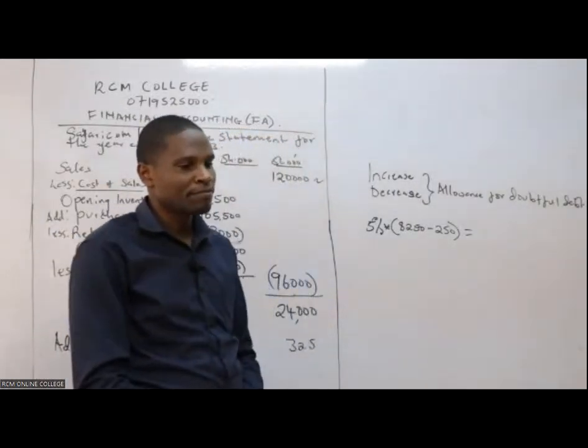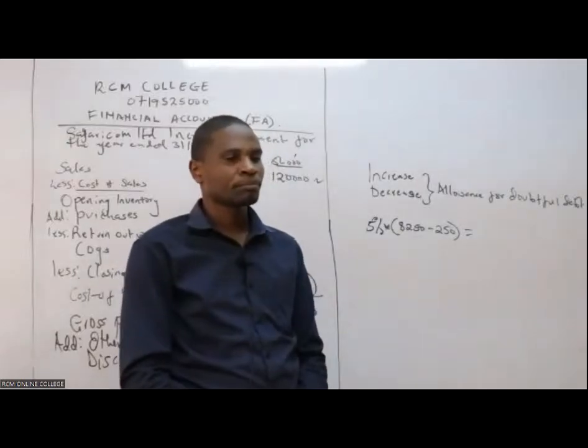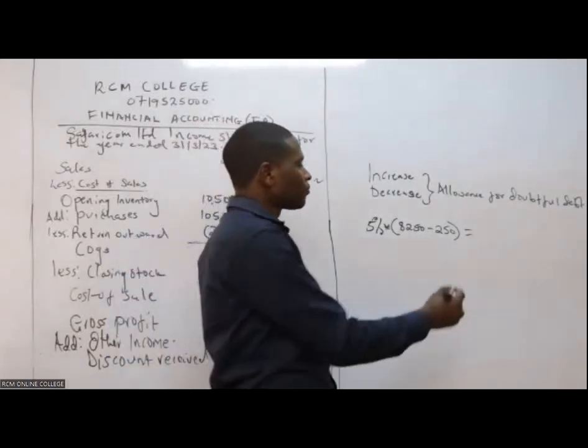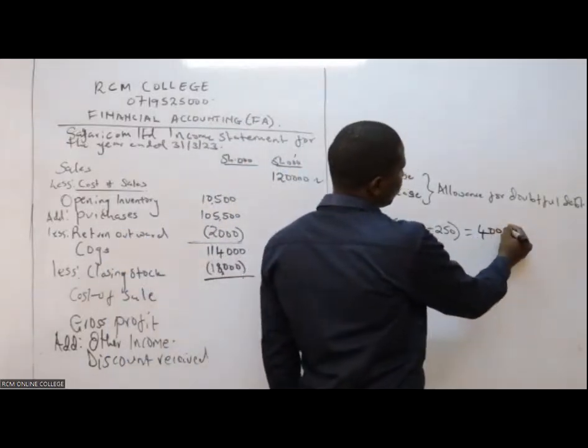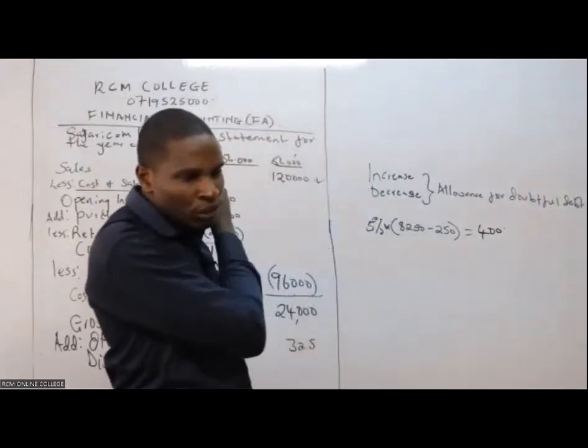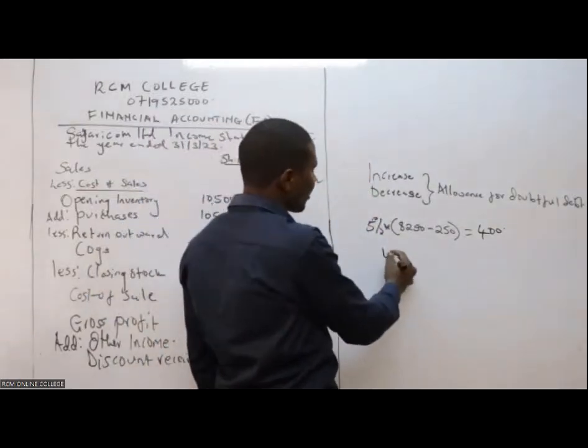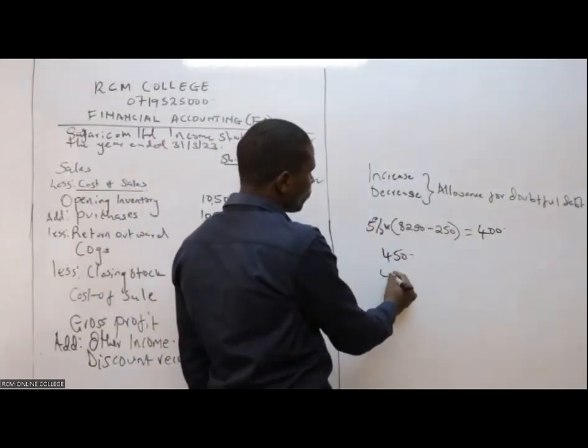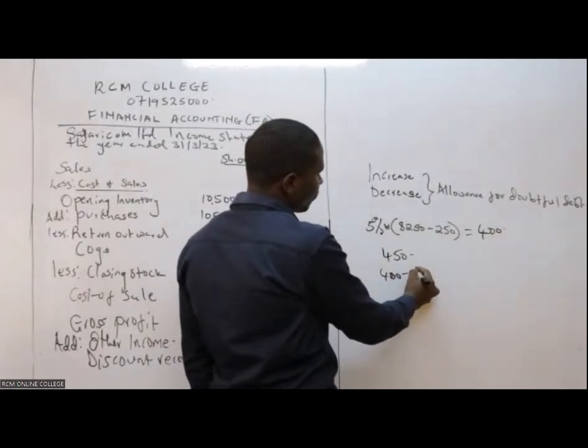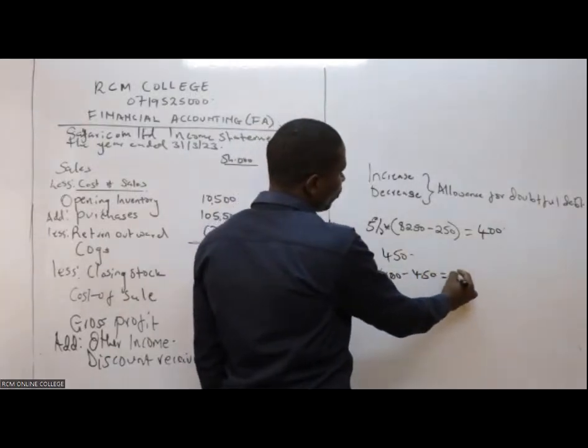Give me 5% of 8,000. 400. And the provision was for 50. If you look at the provision, it was for 50. So it will be 400 minus 450, which will give you minus 50.